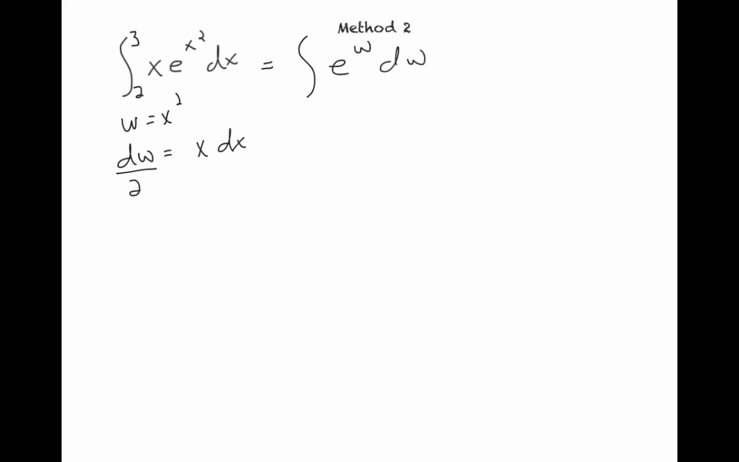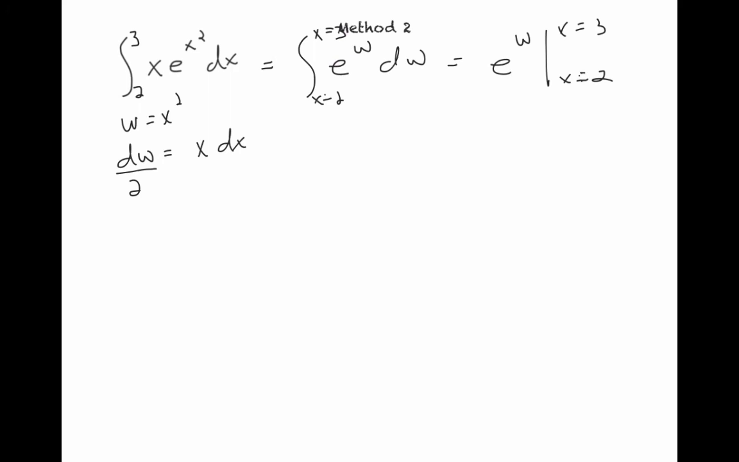dw, and then my limits, once again, I'll have to write x equals 3 and x equals 2. So now I will do my integration. e to the w evaluated from 2 to 3. But again, I have to write x equals 2 and x equals 3. It's really easy to forget to do that, and then you plug in the wrong thing at the end if you're not careful.